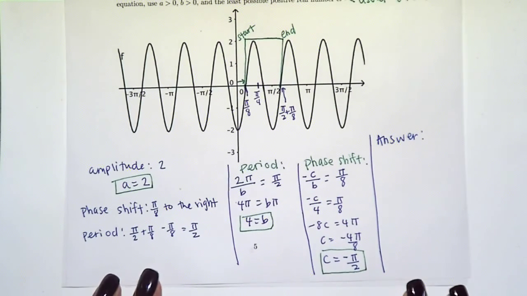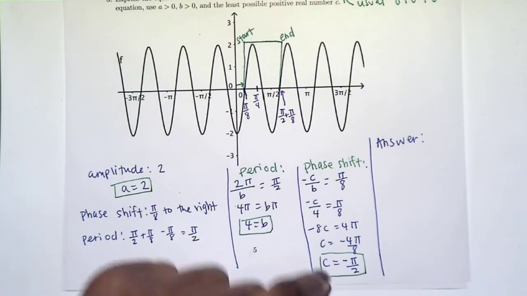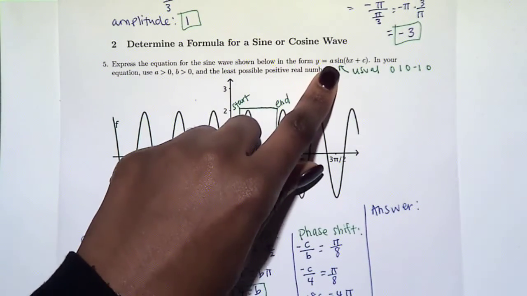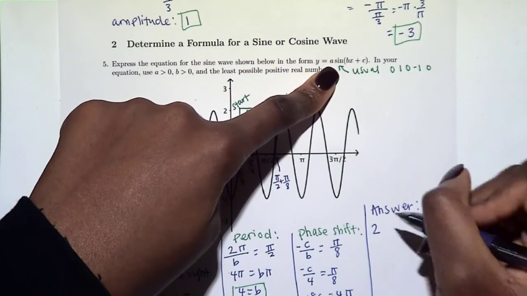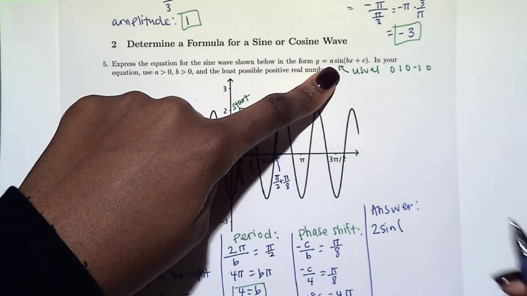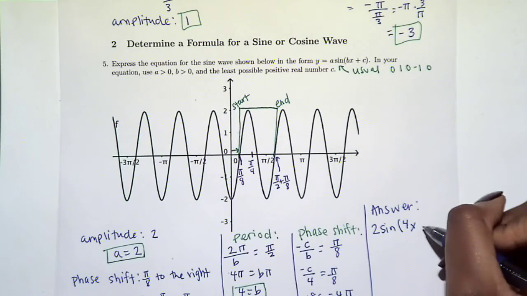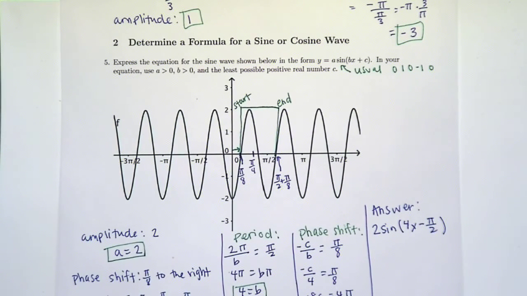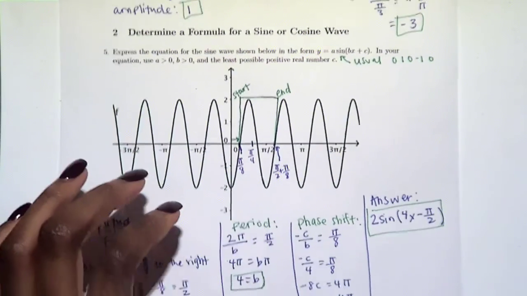Now we can write down the answer to our problem. We know A is 2, B is 4, C is -π/2. So if we look at our formula, we can put down our A, which is 2, sine of B, which is 4, x plus C, which is -π/2. So this is the function that's given in this problem.